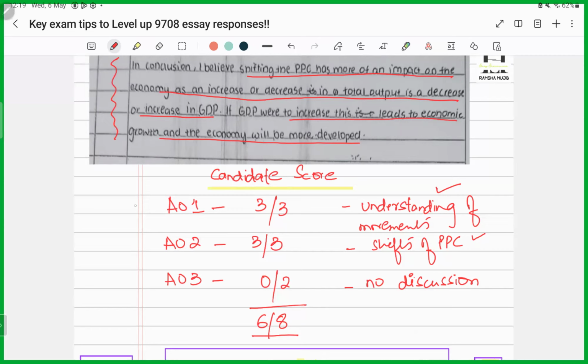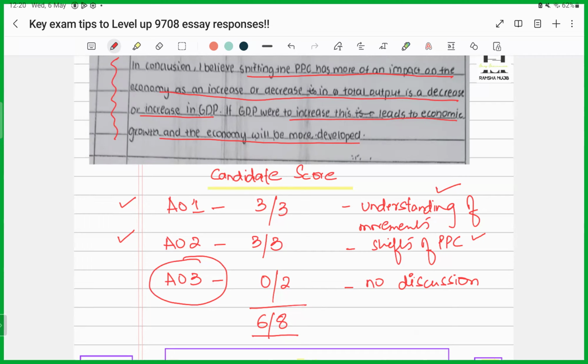So, as far as assessment objectives 1 and 2 were concerned, the candidate was able to score full on these two parameters. But assessment objective 3 was where the candidate was asked to evaluate. So for knowledge, understanding, and analysis, as AO1 and AO2, the candidate was able to score 6. But when we talk about evaluation, in which maximum he could have scored 2, he was unable to produce a sound evaluation, and as a result, he got a 0. That's the reason why he scored a 6 on 8.